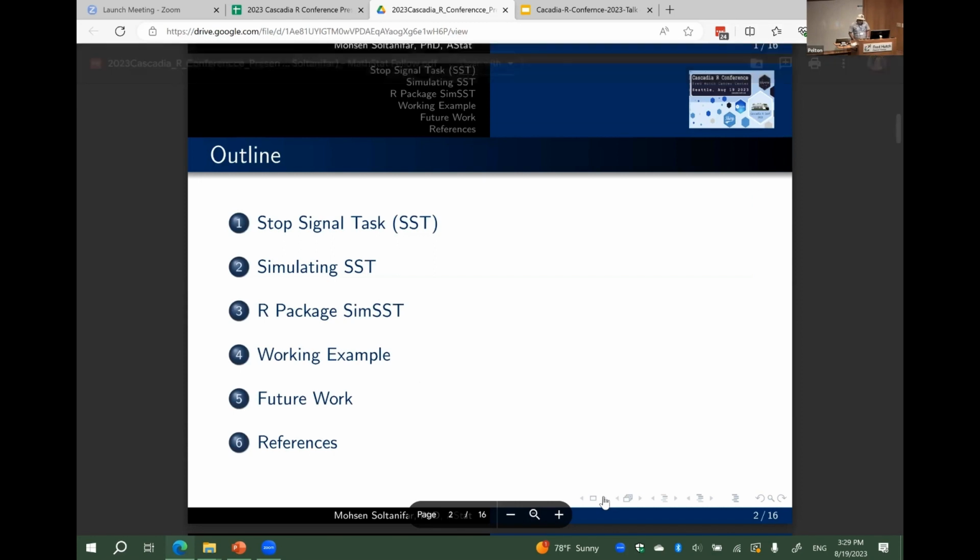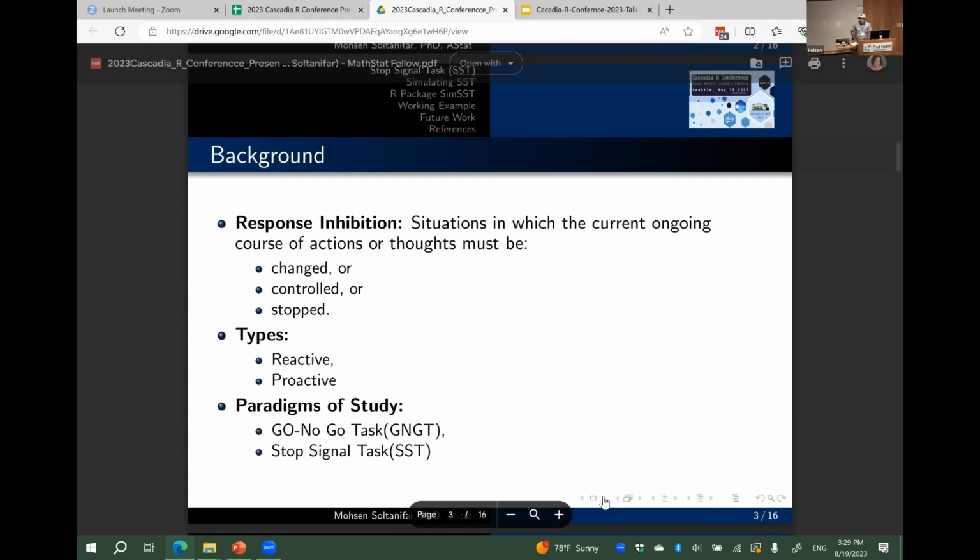The talk has six sections: what is a stop signal task, simulating, what's the R package we developed, the working example, and future work and references. So what is response inhibition? Response inhibition is any situation in your daily life where you need to change, stop, or control the direction of your actions. The types are reactive and proactive. Reactive is like when you are driving, you reach a red light, and you stop your car. Proactive means that for the next intersection, you prepare to stop your car.